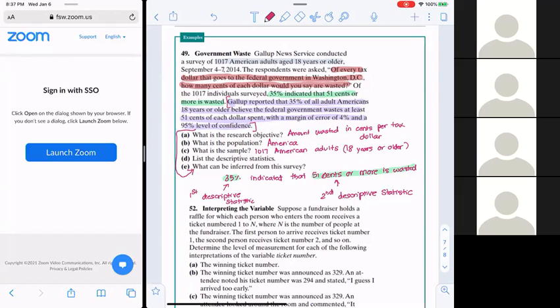Why do we call it as something that is inferred from the survey? The survey only looked at 1,017 people, but whatever knowledge that we gathered from those 1,017 American adults, we have extended that knowledge to all of United States. So the inference is actually the last part, where we take the information that we got from the survey and extend it to the entire United States population.